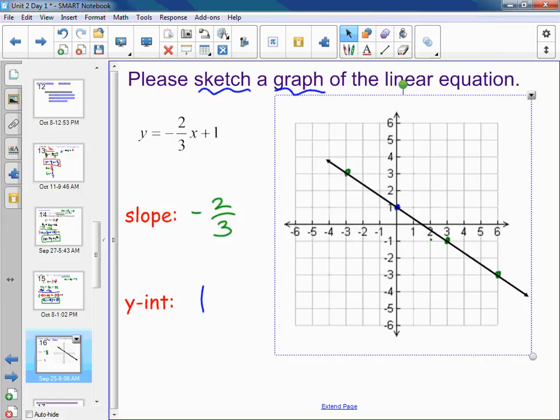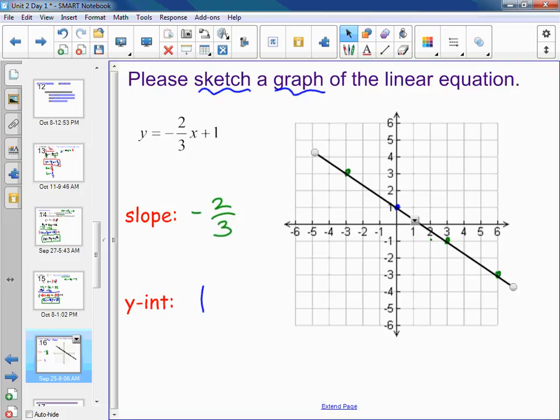So we've got our line. Pretty sweet. Are we good? Let's do another.